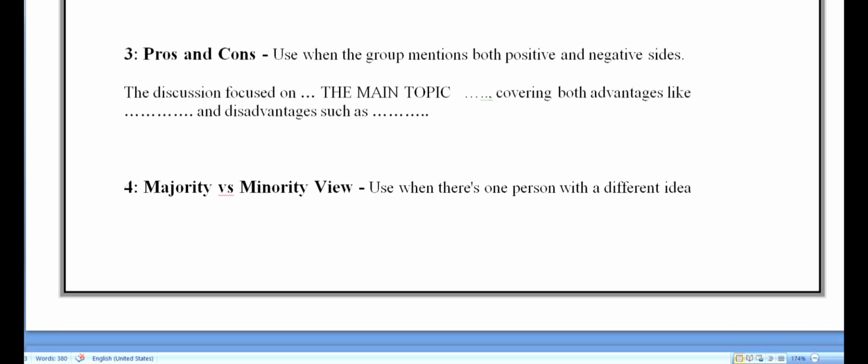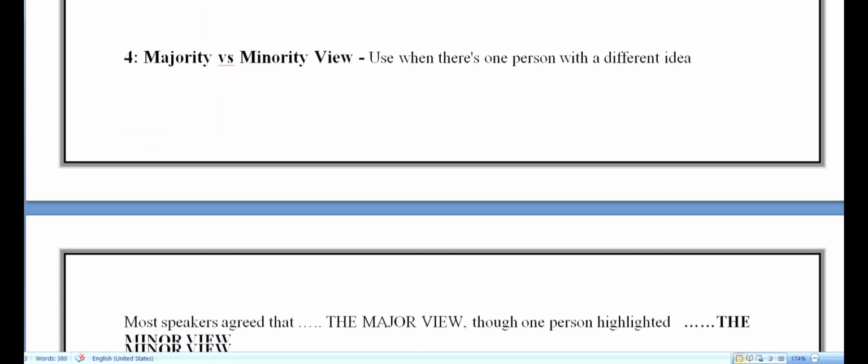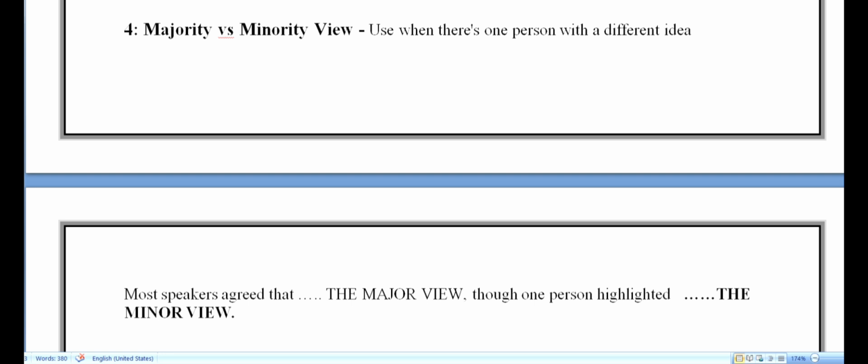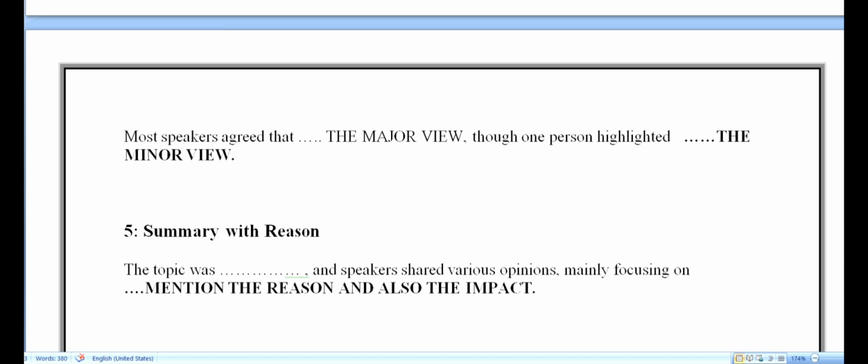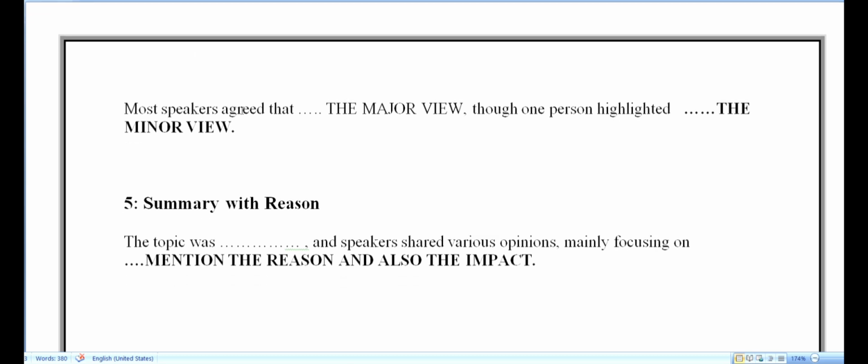Sometimes there will be a difference of opinion. One will be a major view and some will have a minor support. So, majority versus minority. When there is one person with a different idea, who is away from the crowd, what do you say? Most speakers agreed that, and you speak about the major view, though one person highlighted that, and you speak about the minor view. What did you use? You use the word "though", speaking about the contrast. You can also use words like, on the other hand, one person highlighted so and so.